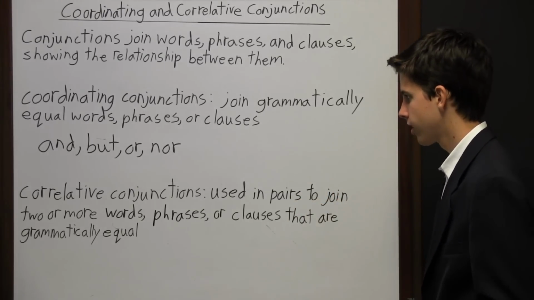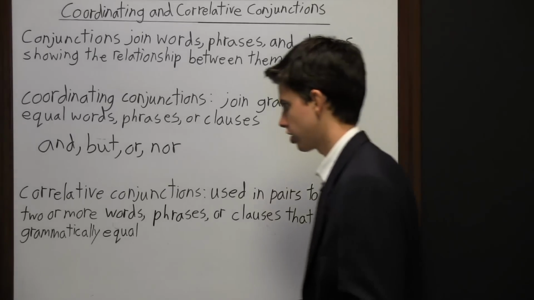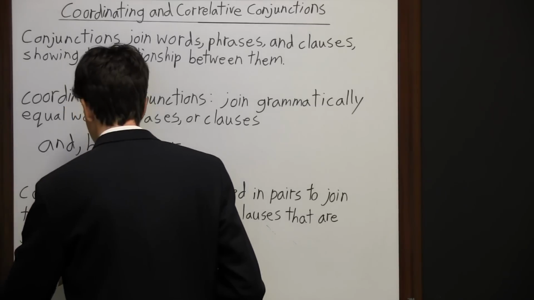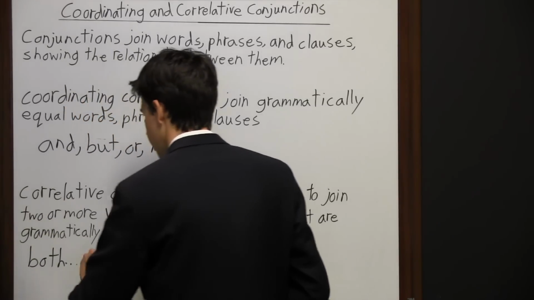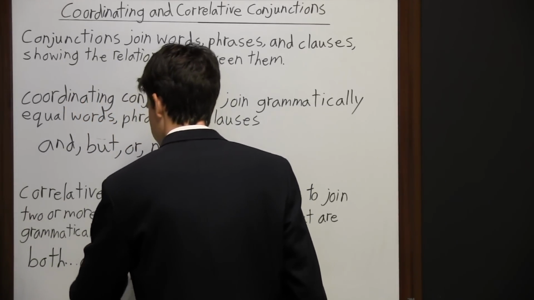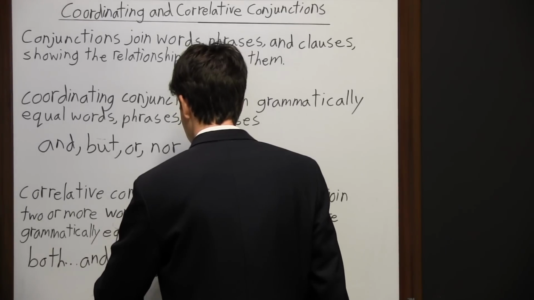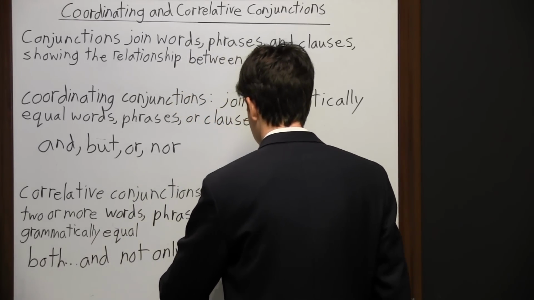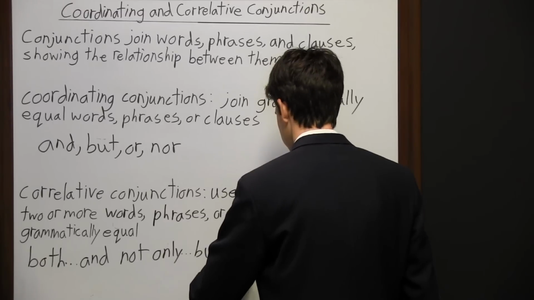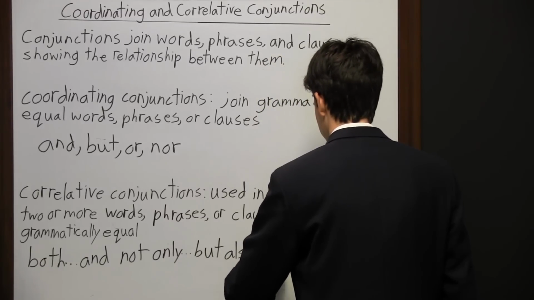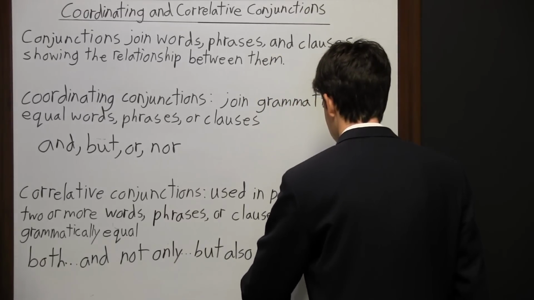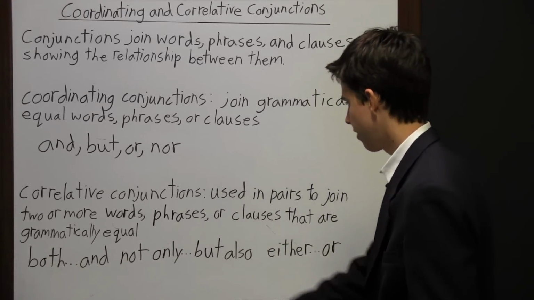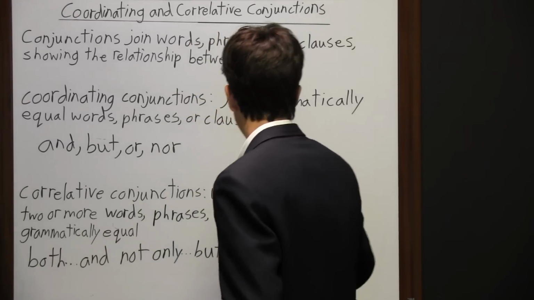used in pairs. So some examples of correlative conjunctions are both paired with and, not only, paired with but also, and then either paired with or. So notice each time I have 3 dots in between the two conjunctions.